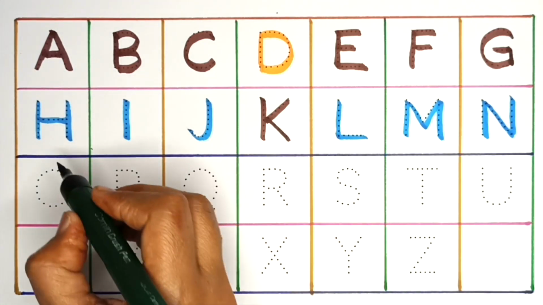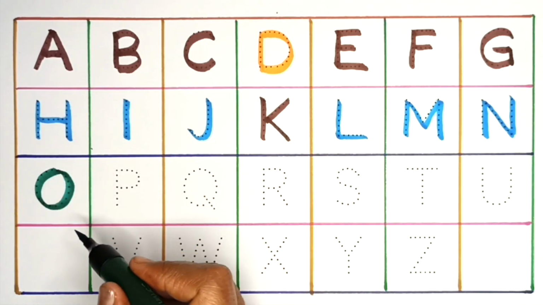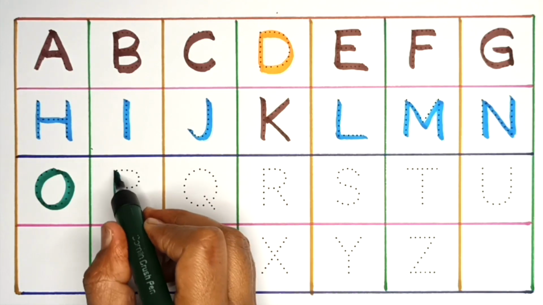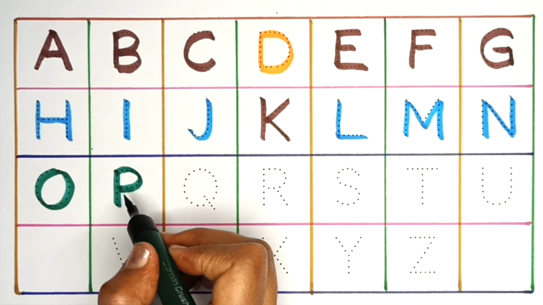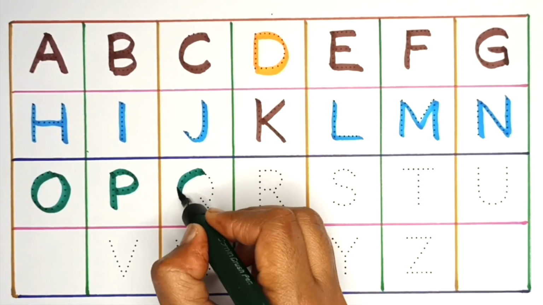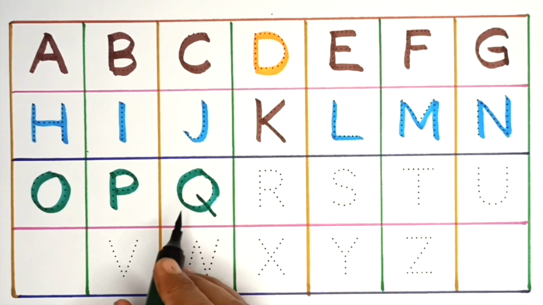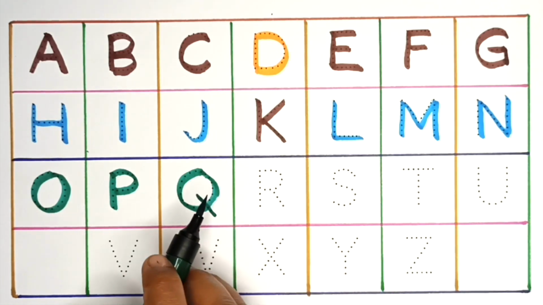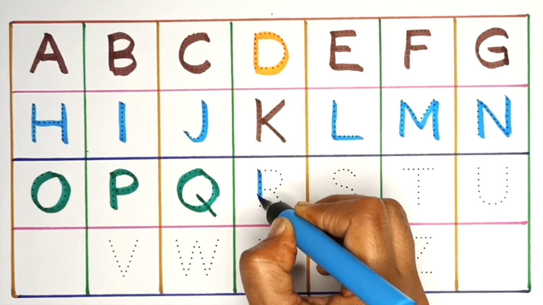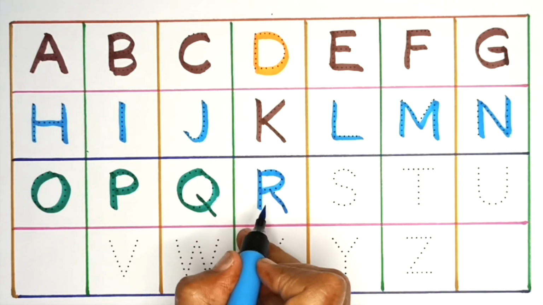Green color, O, O for orange, O. P, P for parrot, P. Q, Q for queen, Q. R, R for rabbit, R.